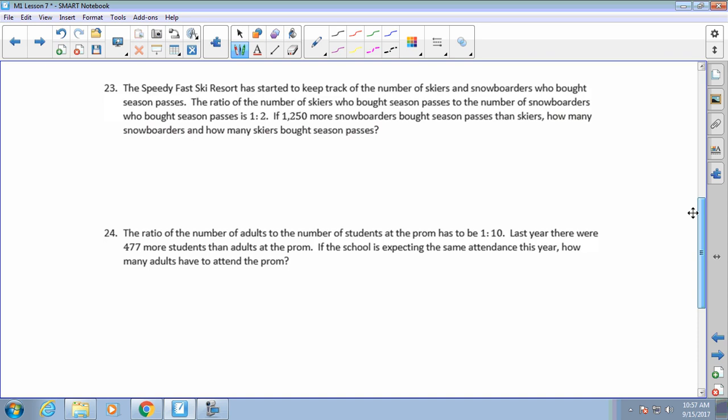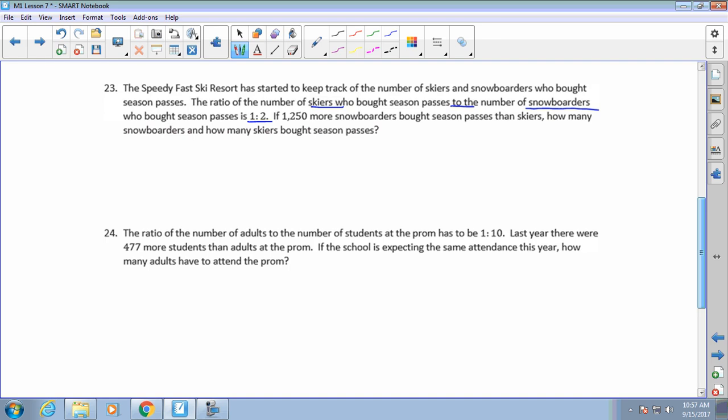So it says, the Speedy Fast Ski Resort has started to keep track of the number of skiers and snowboarders who bought season passes. The ratio of the number of skiers who bought season passes to the number of snowboarders who bought season passes is 1 to 2. So one thing that I noticed when I was checking homework today is that a lot of kids did not underline key things. They give you the ratio of the number of skiers to the number of snowboarders and told you that that ratio is 1 to 2. So that's very important info. Make sure you're underlining that stuff.